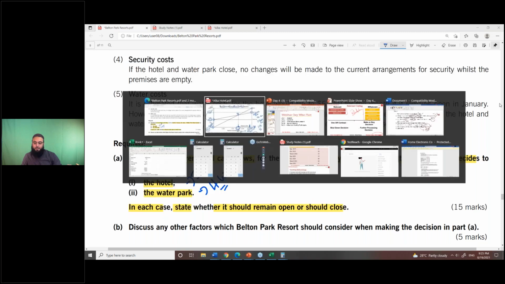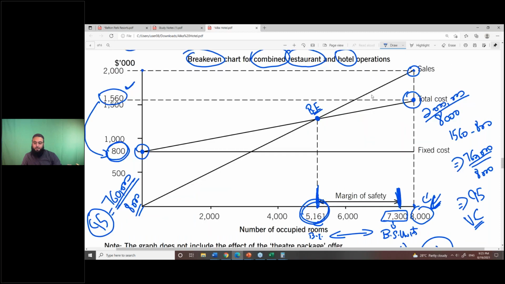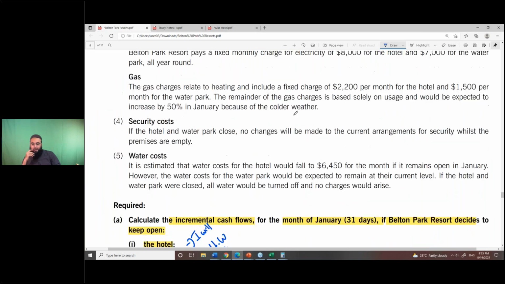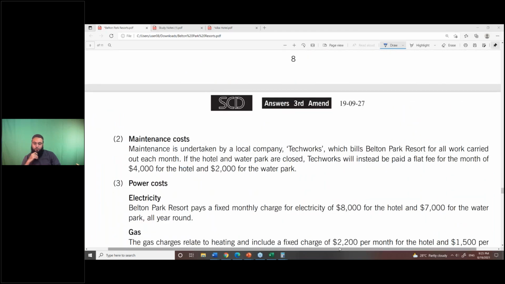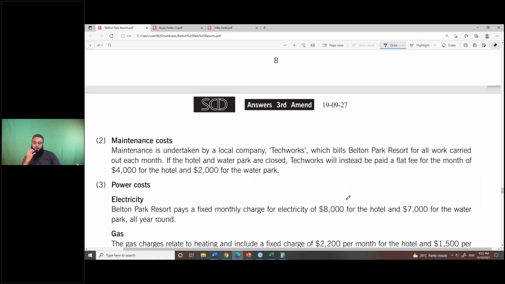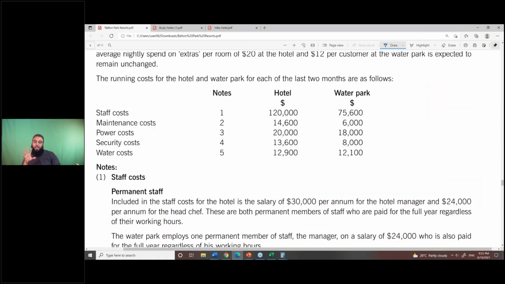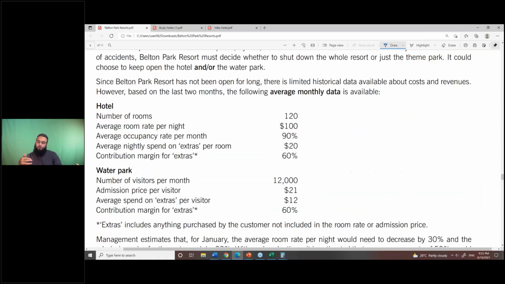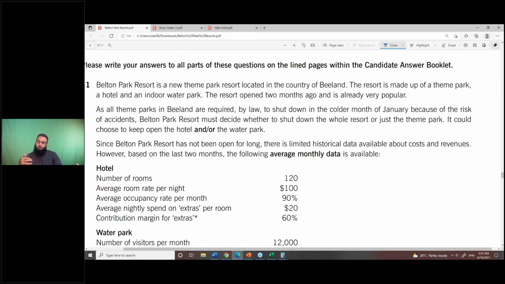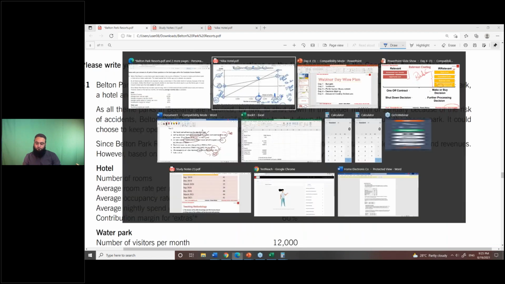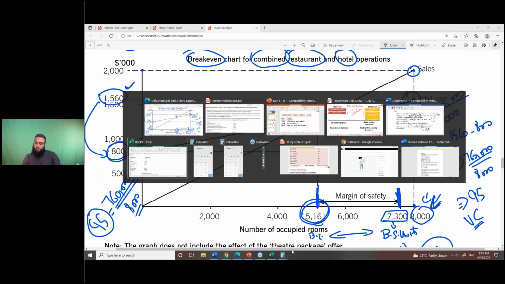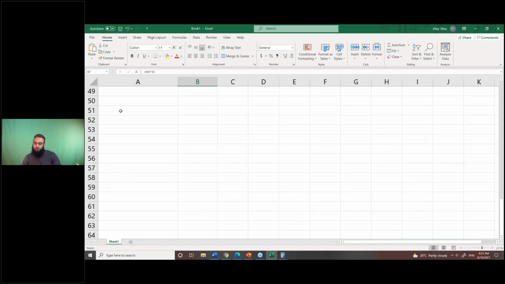Now, let's begin with this question. We have to take a decision whether we have to keep it open in January or not. So think about relevant stuff and irrelevant stuff. For that, the rule of 6 is important. I will solve this on a spreadsheet again, considering this is a CRQ question. So we'll solve this on a spreadsheet. Part A. Okay.